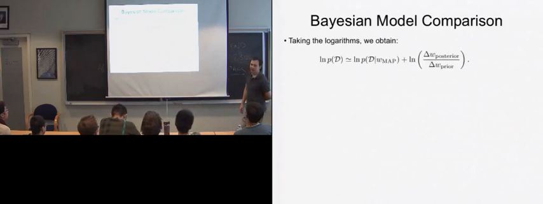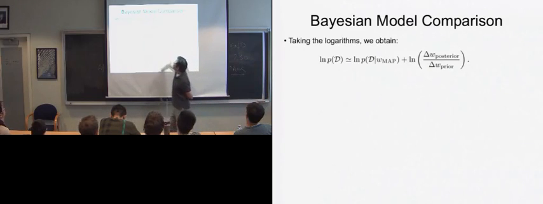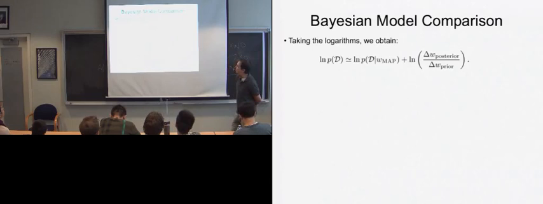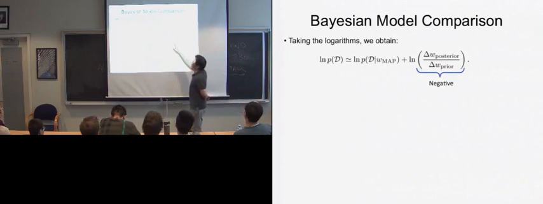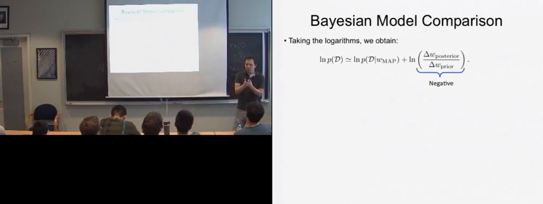Now, if we take the logs, this is an interesting thing that we get. If we're taking logarithms, we're going to have the log of the probability of the data given the parameters, plus the log of the ratio. Now, notice that the log of the ratio is going to be negative, because this ratio is always going to be less than 1. Obviously, your prior is typically broad, your posterior is going to be peaked.